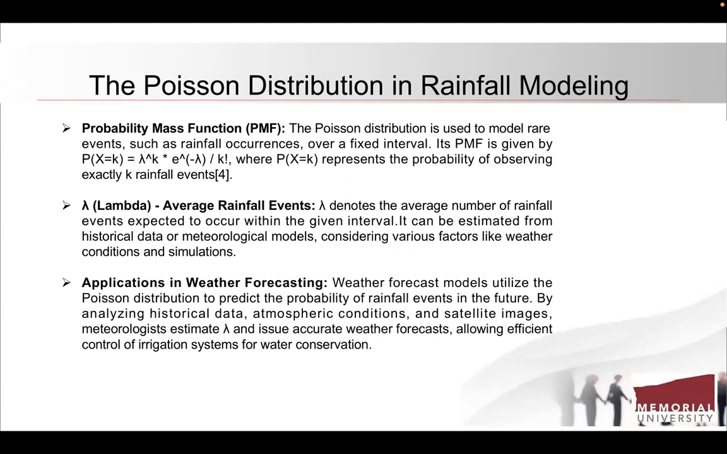And I am considering the probability of these rainfall events as between 0 and 1. I can show on the further slides how I will be using this model together with irrigation in order to further optimize the system. Applications in weather forecast models utilize the Poisson distribution to predict the probability of rainfall, as I have said, along with atmospheric conditions and satellite images. And there are various other factors that can also contribute to the Poisson distribution for rainfall modeling.